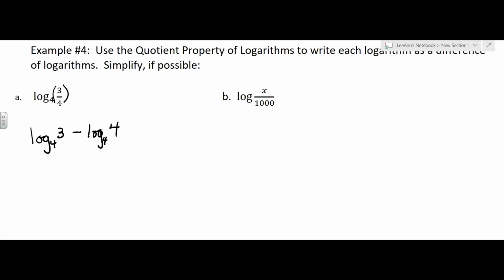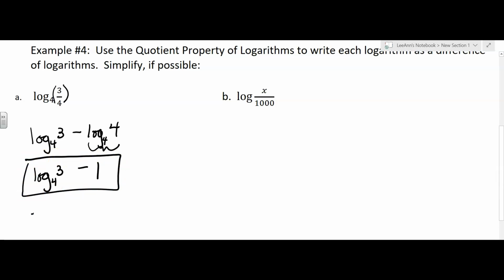Okay, but what is log base 4 of 4? Well, that just equals 1, right? So log base 4 of 3 minus 1. Now, that's the answer. This is an exact answer. This part represents a number. There's no variable in that part of the expression. But we'll show you later how to find out what that number is approximately.